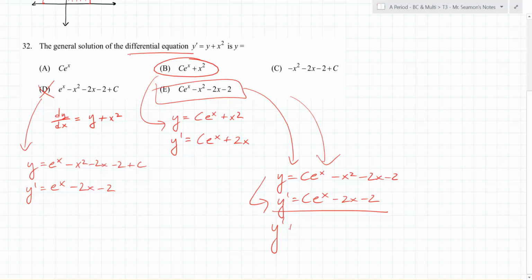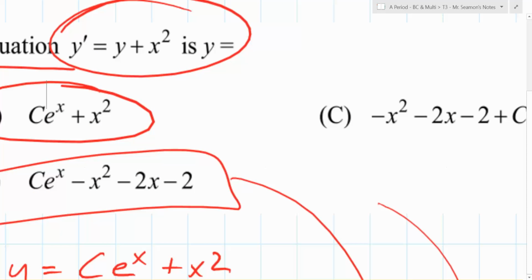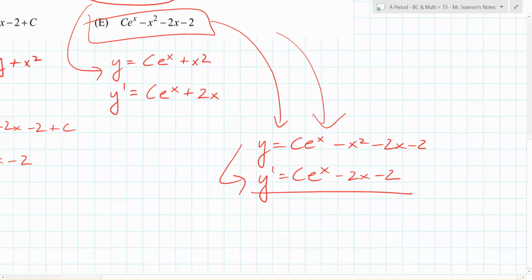But what does y prime plus x squared equal? Look, y prime is equal to y, the original function, plus what? So this is telling you right here that y prime is equal to the original function plus what? x squared. What happens if you add x squared to this? What does it turn into? It turns into y prime. Does everybody see it right there?